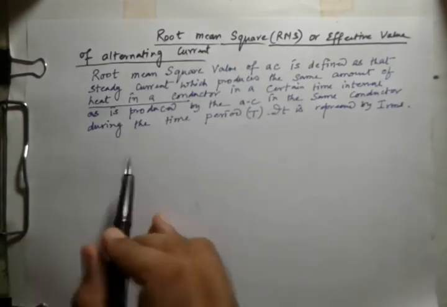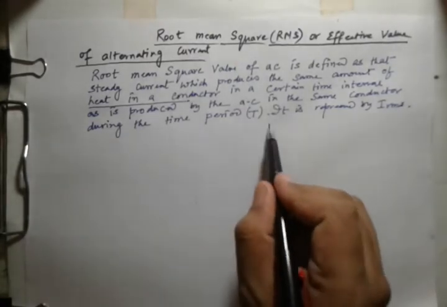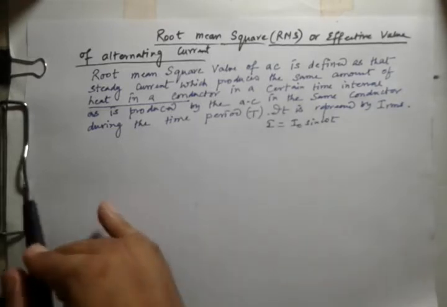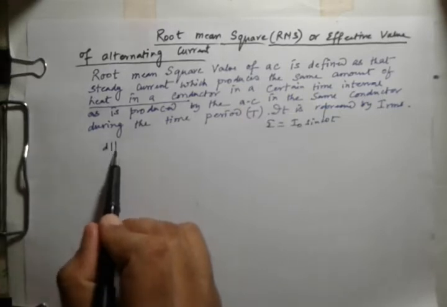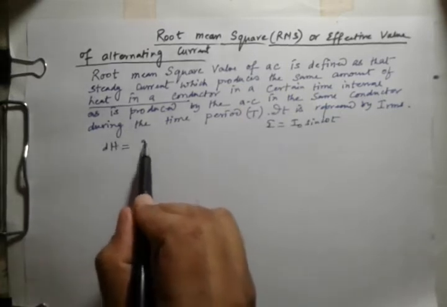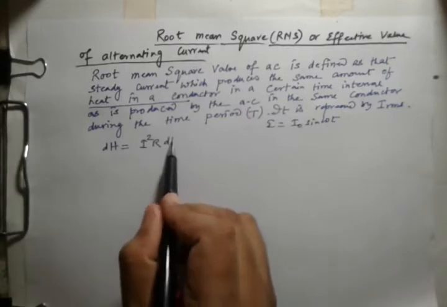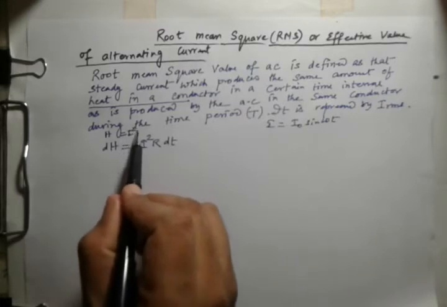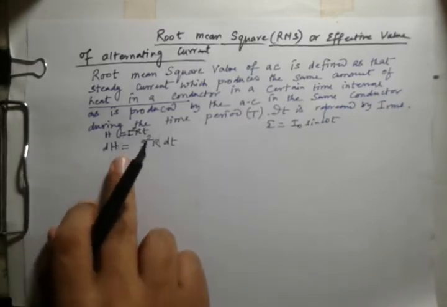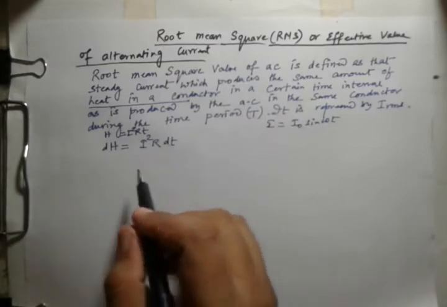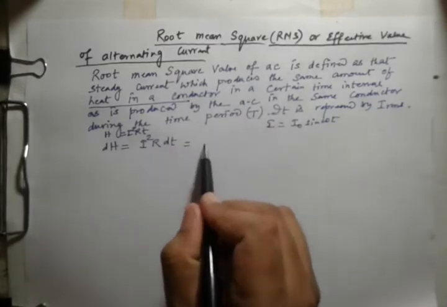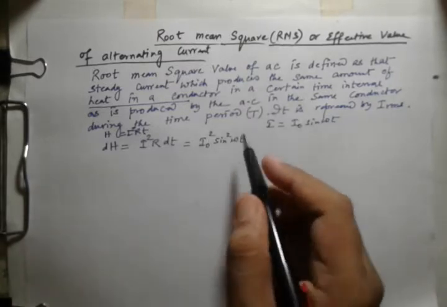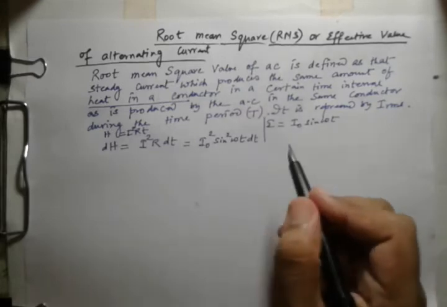That means for AC, we know I is equal to I naught sine omega t. So heat means you can write dH is equal to I square R into dt, because H is equal to I square RT formula. So from here you can write dH is equal to I square R dt. Now we'll put the value of I in this equation, then we'll get I naught square sine square omega t dt.